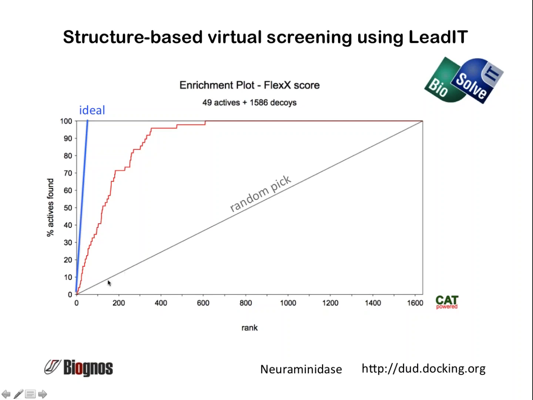So, although this already works here in the neuraminidase case, it is still not too exciting, because essentially you still need to test about 600 compounds out of 1,600 in order to get all the actives. But this has to do with the situation that we actually have very similar compounds, which is typically not the case in a real small molecule library.